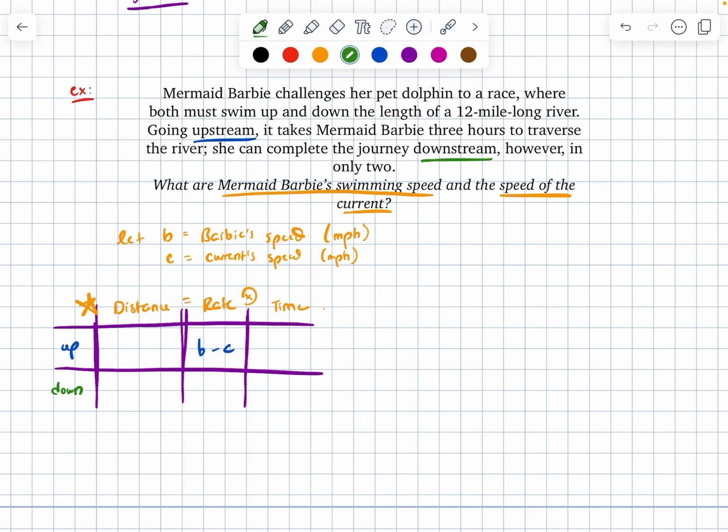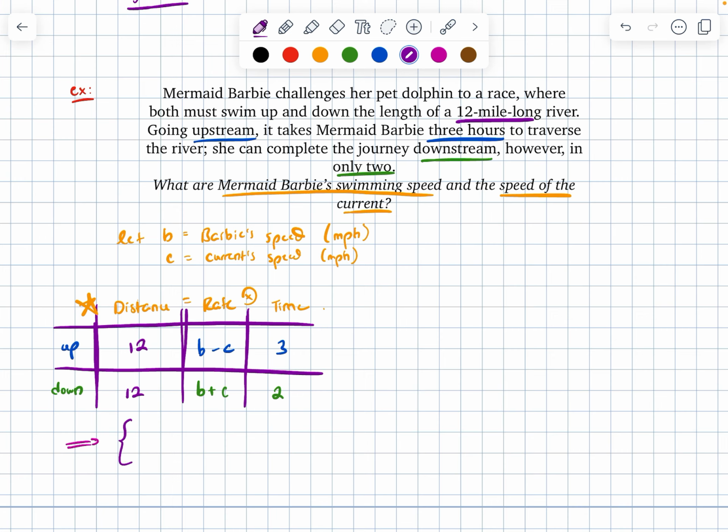By the same logic, when we're going downstream, the current is going to make Barbie go faster. It's going to add to her speed. In both cases, filling in the rest of our table, it's a 12-mile long river. So the distance is going to be 12, both upstream and downstream. Last thing that I need to know is the amount of time. Well, we know that it takes 3 hours for Barbie to go up the river and 2 hours to go down. Using our formula, we can now build our system.